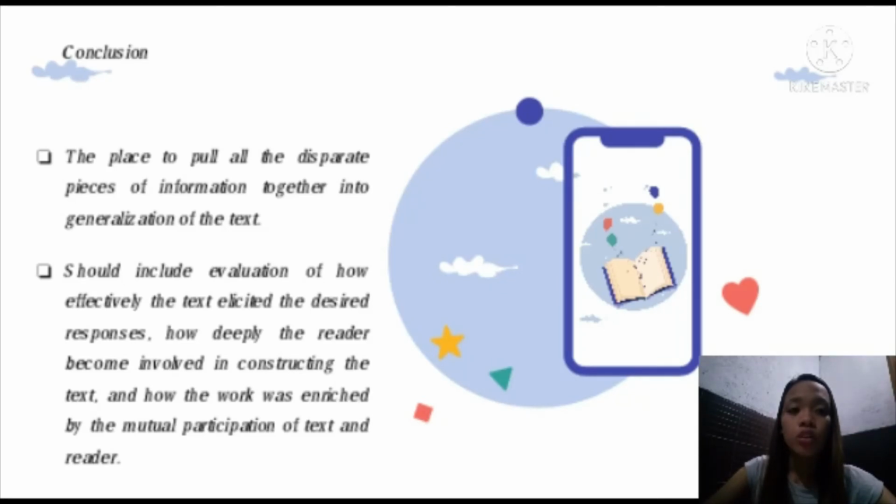Finally, the conclusion should include an evaluation of how effectively the text elicited the desired responses, or how deeply the reader became involved in constructing the text. And lastly, how the work was enriched by the mutual participation of text and the reader. In other words, how well did the process work?